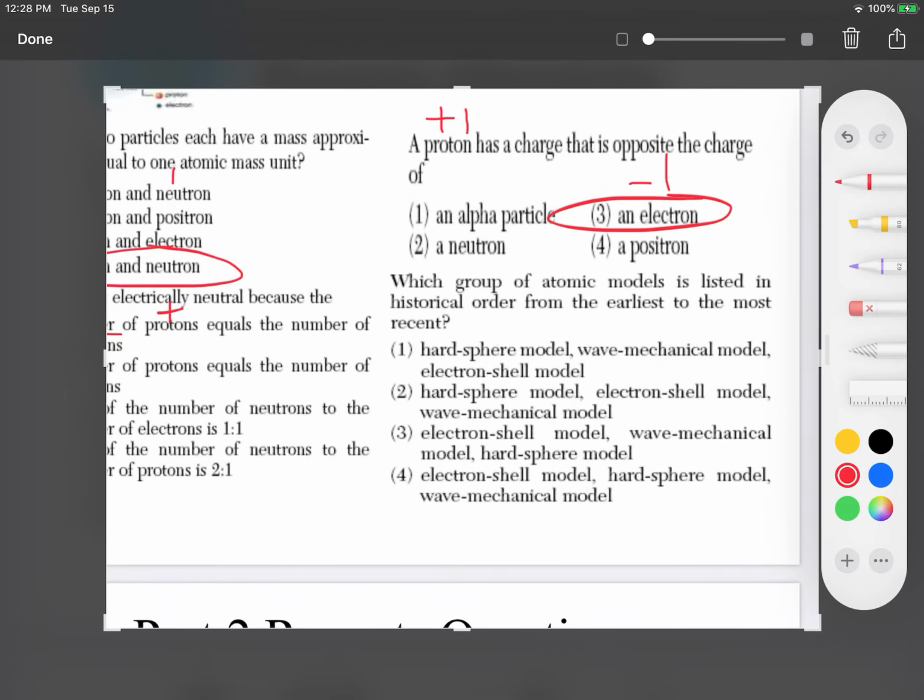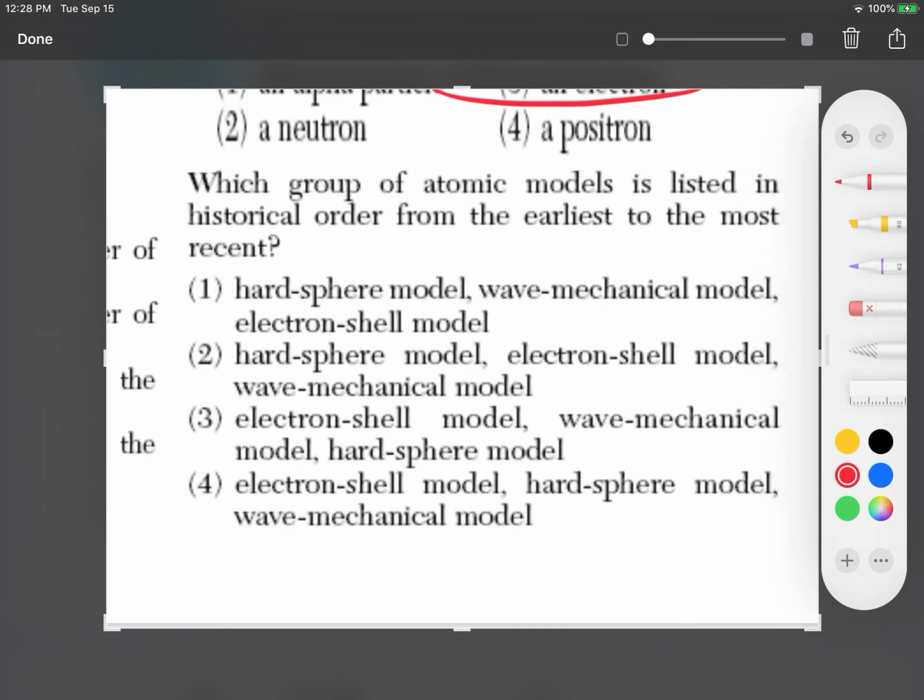Number 4, which group of models is listed in historical order from the earliest to the most recent? Well, guys, we learned 4 models. The first model was Dalton, which was the hard sphere. So automatically 3 and 4 are gone. Hard spheres first. Then came J.J. Thomson, who discovered the electron using the plum pudding model. But guys, if you notice over here, I don't see J.J. Thomson's model here, the plum pudding. So they just totally bypassed it.